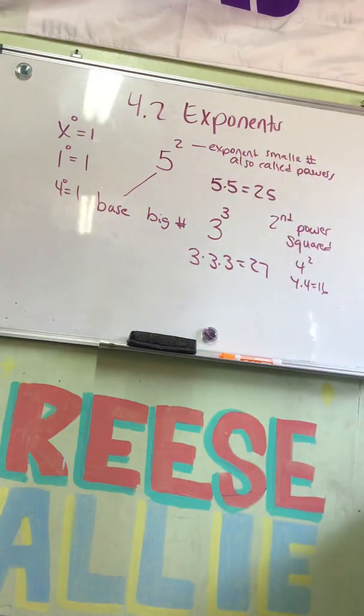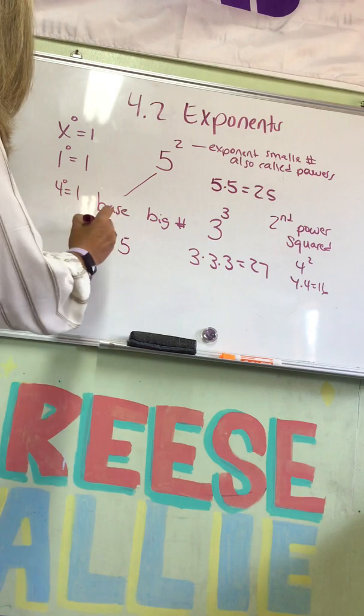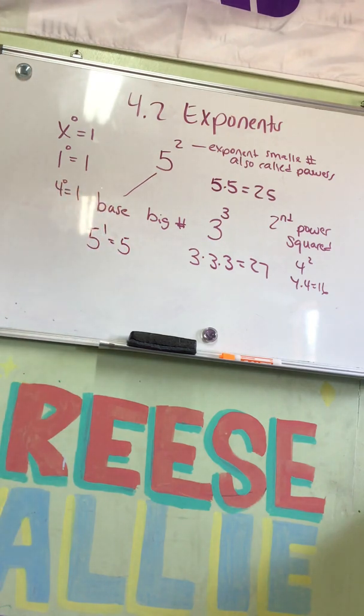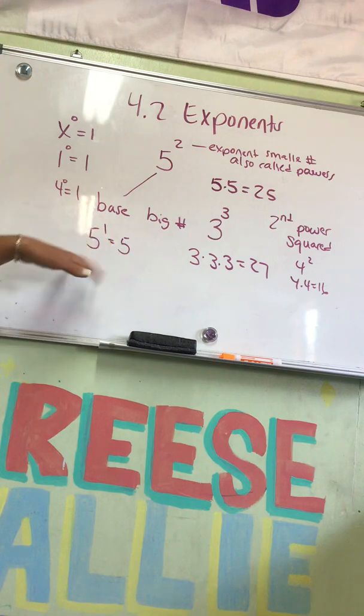The other thing is anything to the first power is just the number. Remember the identity property of addition? 7 plus 0 is 7. It identifies itself. 0 was the identity property for addition. The identity property of multiplication: 5 times 1 is 5. That is literally what's going on here. There's really nothing to do because it's to the first power.